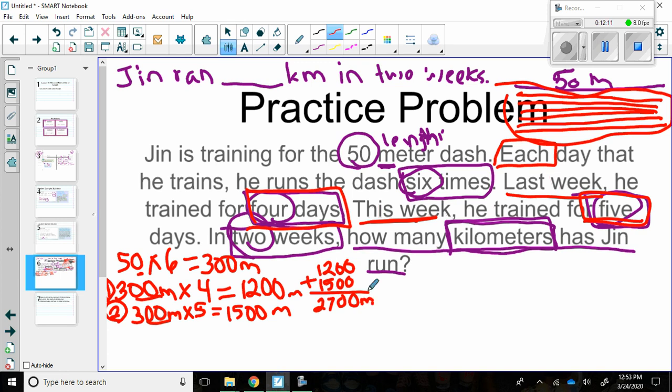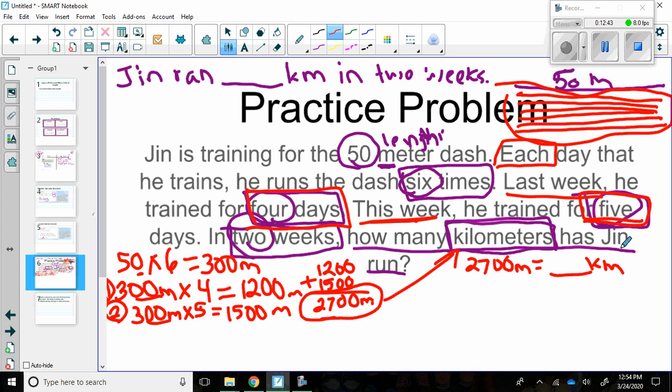Oh, I'm not done yet, am I? Even though I solved how much he ran in 2 weeks, it is in meters, and the question wants to know how much it is in kilometers. So this is where I need to do my conversions. So first step is write the equation. So my equation is 2,700 meters is equal to blank kilometers.